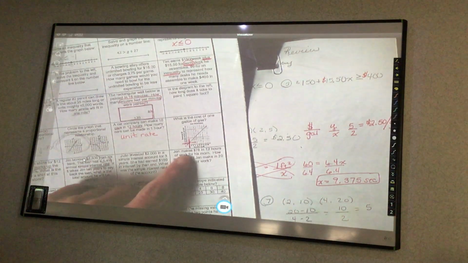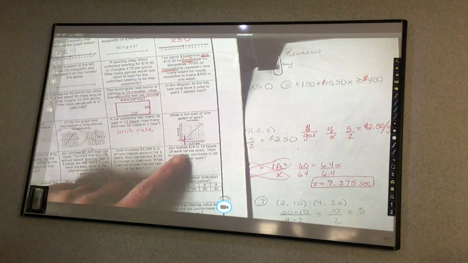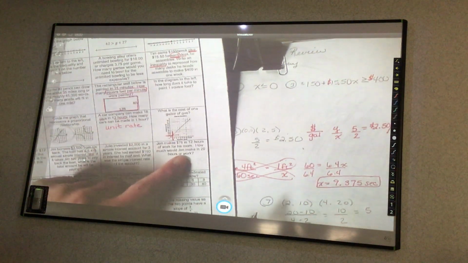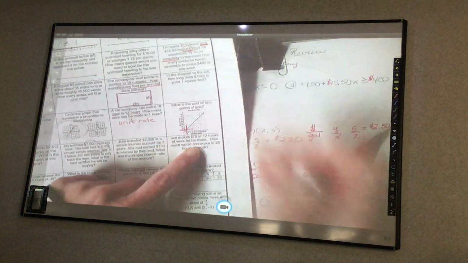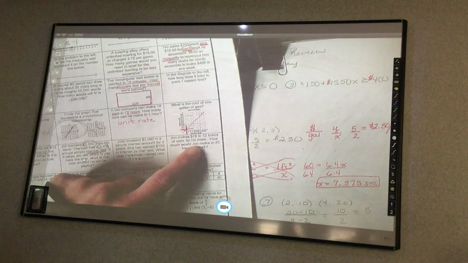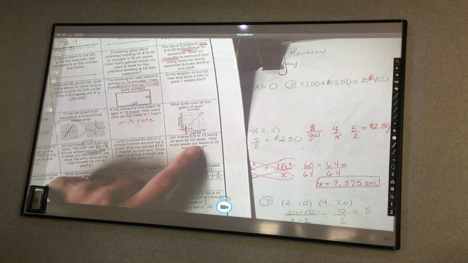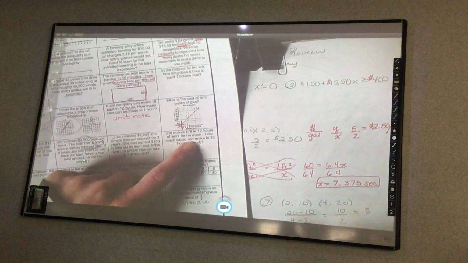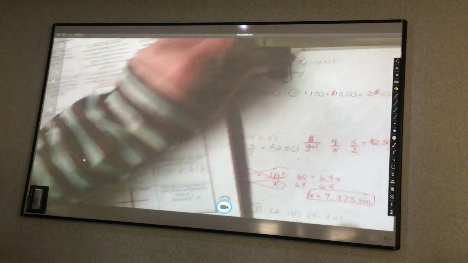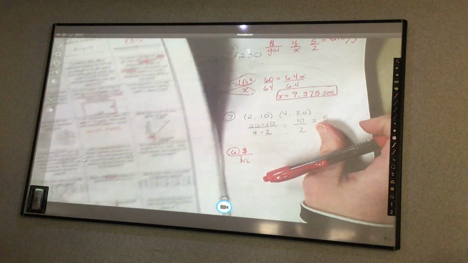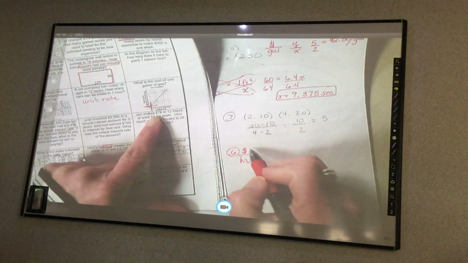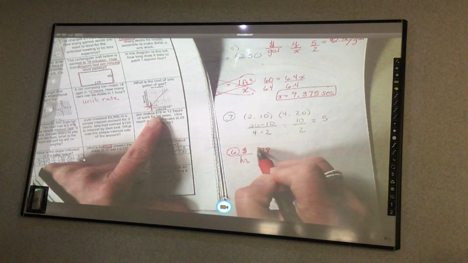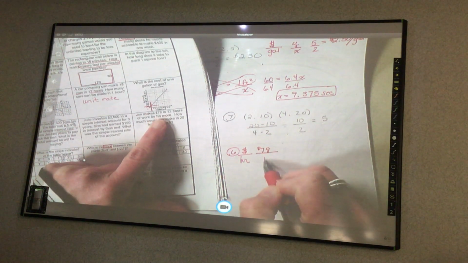John makes $78 in 12 hours. Remember, I'm going to write it over here and then I'll show you my other way that I did it. We're going to write that as a ratio. It's always cost per whatever, so it's going to be dollars per what? Hour. So if I have dollars per hour, I'm going to fill it in. I have $78 in 12 hours.